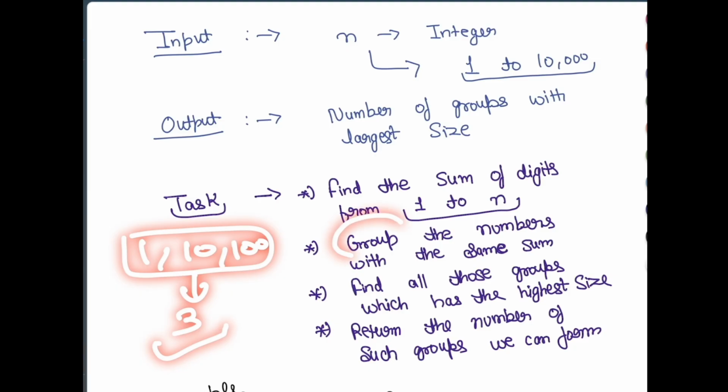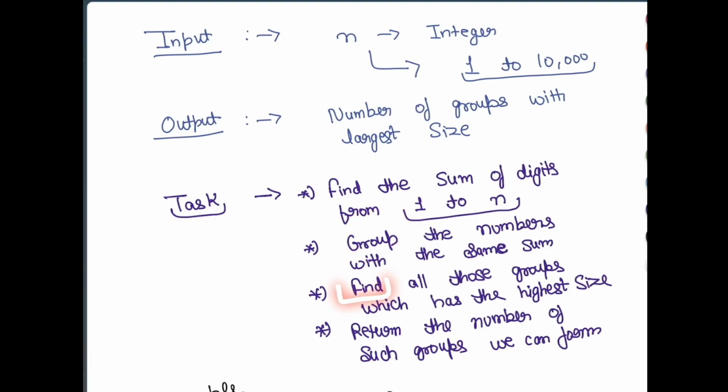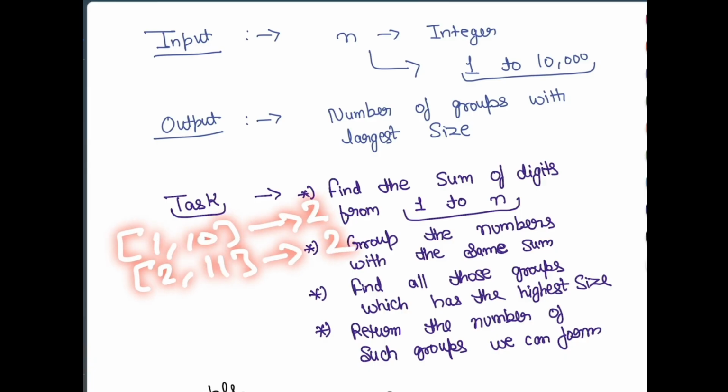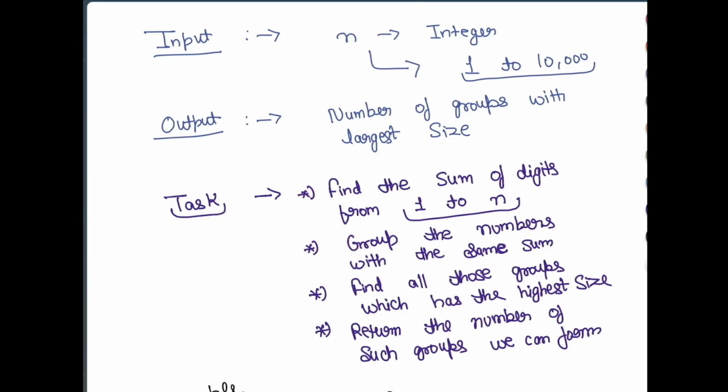So once you are able to find out all the groups, you just need to find out all those groups which have the highest size. There might be a possibility that there are multiple groups, or I can say many groups, which have the same size. For example, 1, 10 and 2, 11 both have the same size. Both have the same number of elements, 2 and 2, right? So I can form multiple groups having the same size. I just need to find out all those groups which have the highest size, and then I just need to return how many groups I have with the highest size.